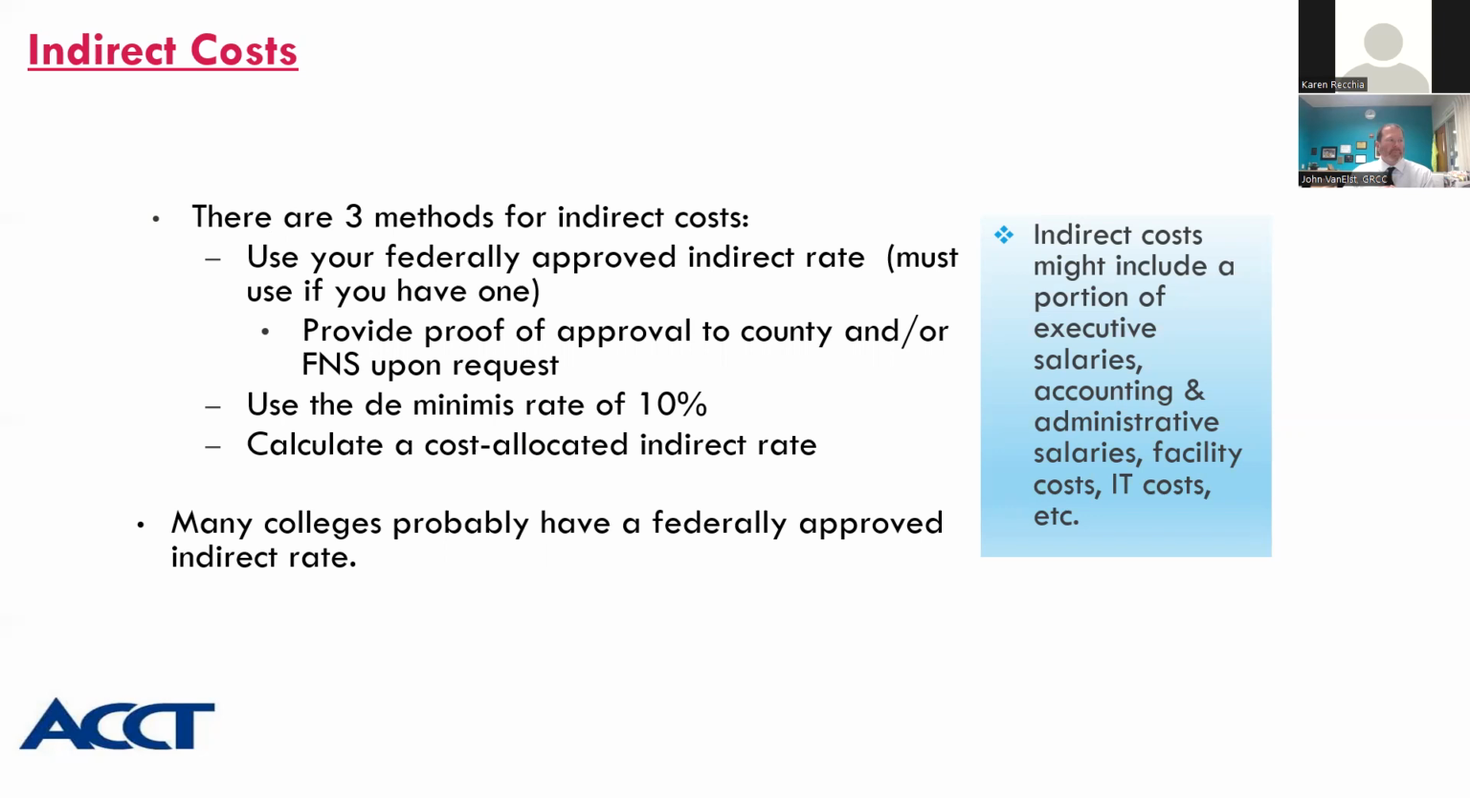If you don't have that federally approved indirect rate, you have two options. You can either cost allocate your actuals, so go in and determine what your actual indirect rate is, or you can opt to do a de minimis rate of 10%. The 10% is easy, but for most of us, that's a missed opportunity to bill for expenses that are real and part of what it takes to keep everything going. So those are some considerations when you're determining how to bill and budget for indirect costs.